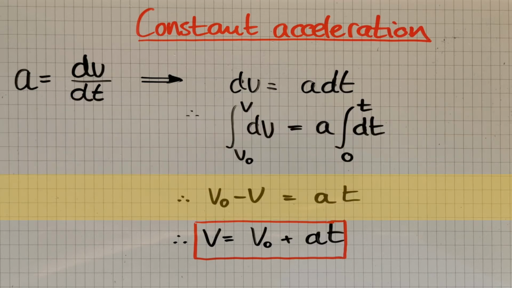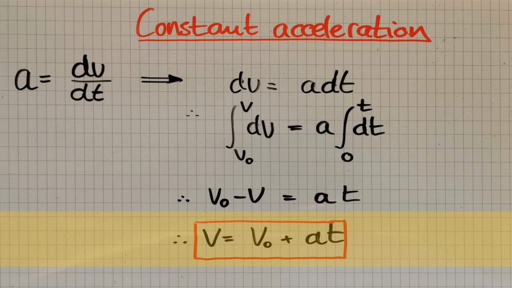Straightforward integration, and we substitute in the boundary values, and we get v minus v0, which is your initial velocity, is equal to at. And we take v0 over to the other side, and then we get v, our velocity, is equal to v0 plus at.